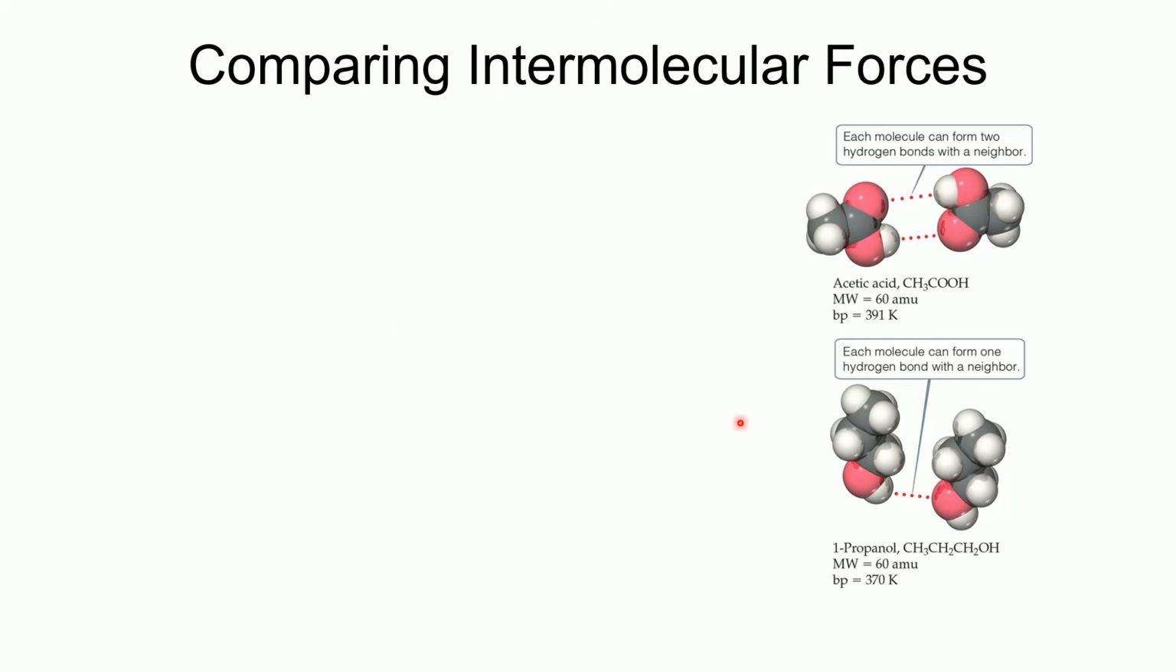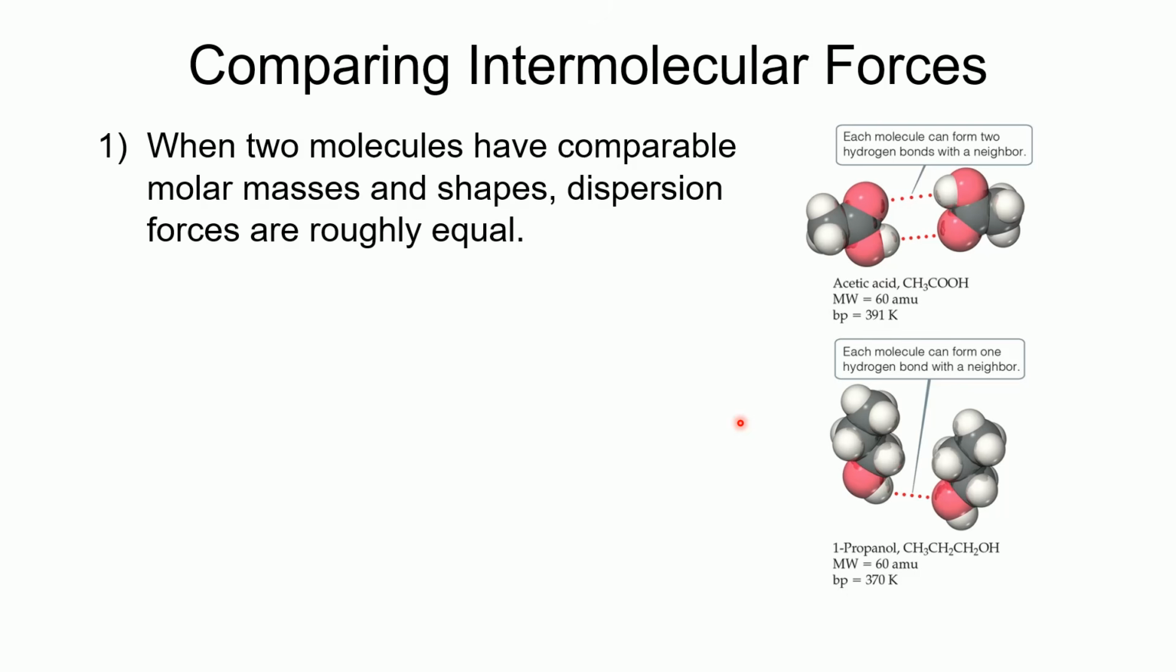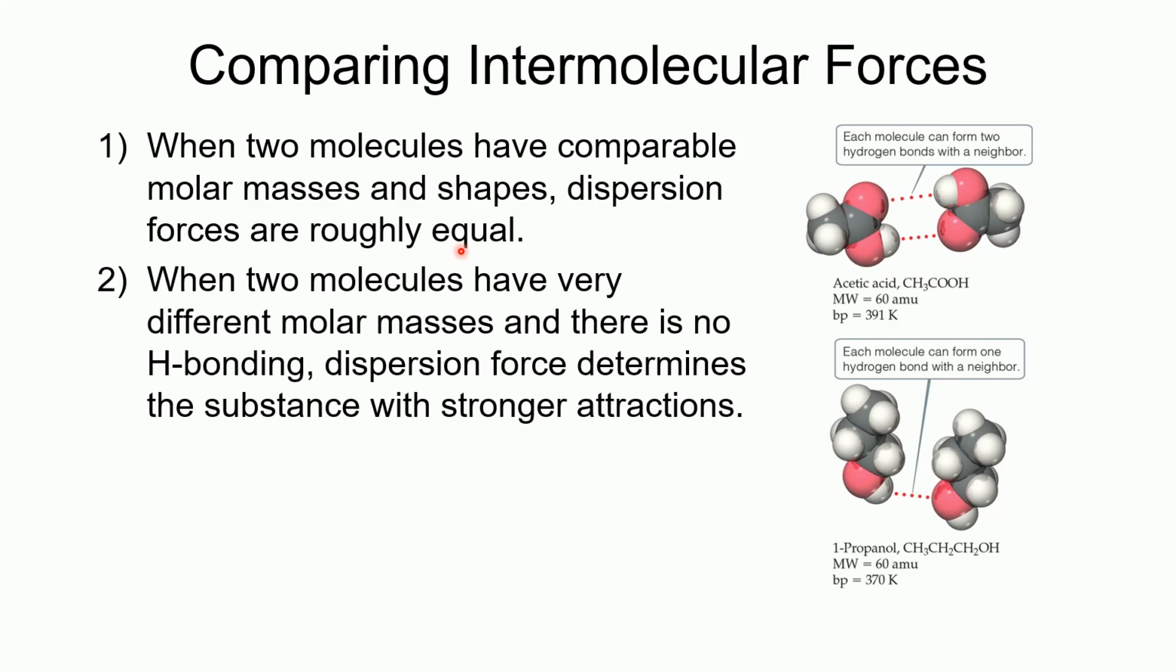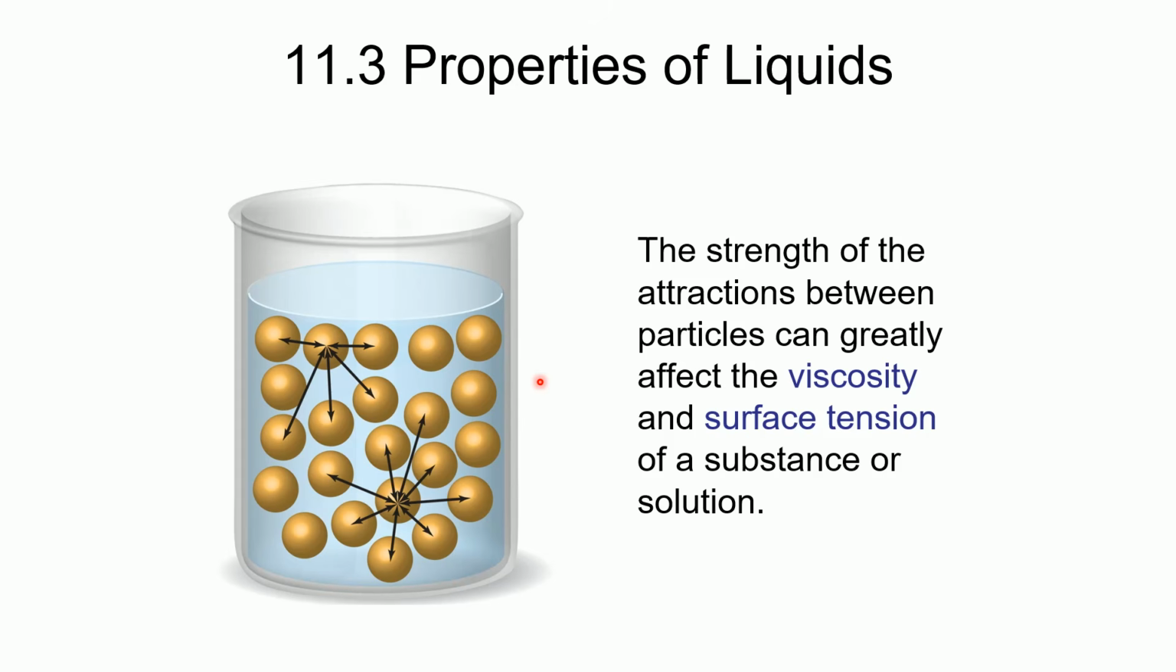All right, when we're trying to compare intermolecular forces, if they have comparable molar mass and shapes, then dispersion forces should be roughly equal. If molecules have very different molar masses and there's no hydrogen bonding, then we'll find that the dispersion forces will determine which one has the stronger intermolecular forces. All right.